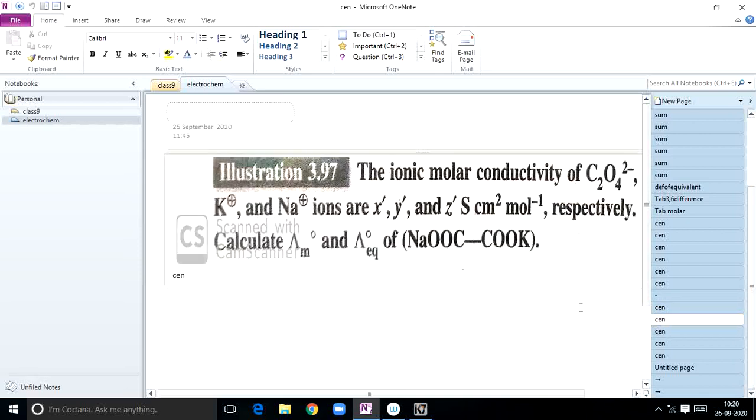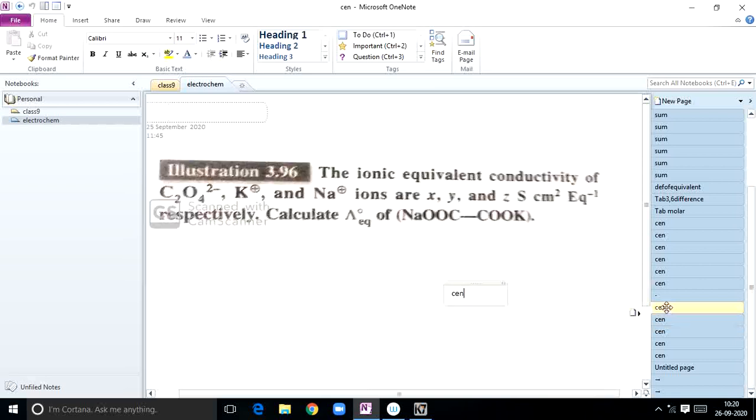Okay, both are different. So here you see the ion equivalent conductivity of oxalate ion, C2O4 2 minus means oxalate ion, potassium ion, sodium ions are X, Y, Z respectively. So he is asking lambda naught equivalent of COOK, COONa. This is an organic compound. Okay.